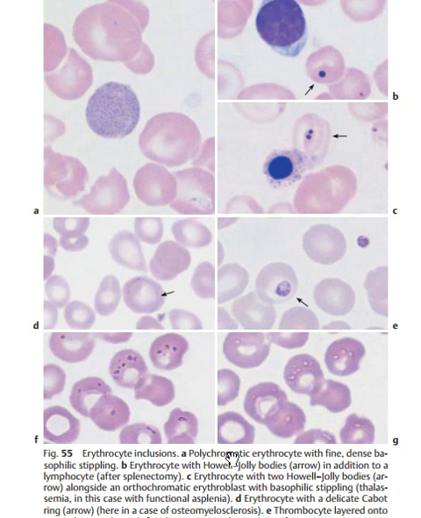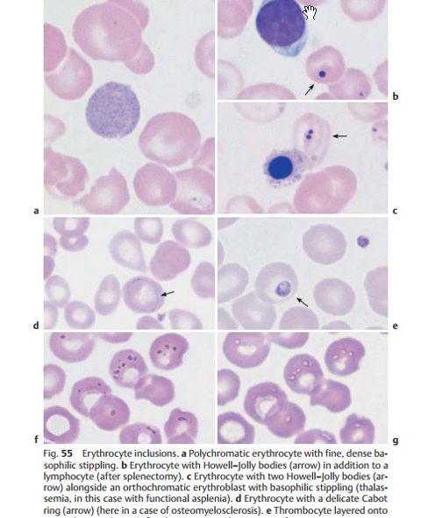So we have a polychromatic erythrocyte with dense basophilic stippling. That is diagram A. You can see basophilic stippling here. We have a polychromatic erythrocyte with basophilic stippling. That's the first inclusion. Second, diagram B, you can see erythrocytes with Howell-Jolly bodies. These are Howell-Jolly bodies here. So it's another erythrocyte inclusion, in addition to a lymphocyte after splenectomy.